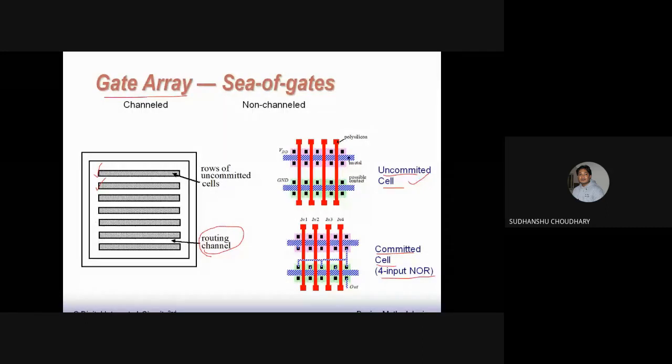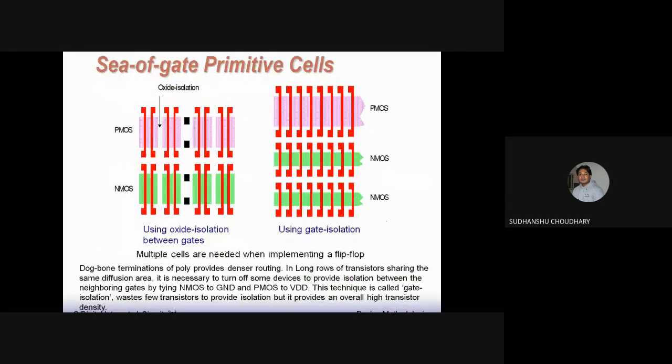I mean, these connections can be done over here, okay, in the gate array or sea of gate design, right? So this kind of connection can be done to produce a 4-input NOR, or maybe any other circuit or any other complex logic can be produced.